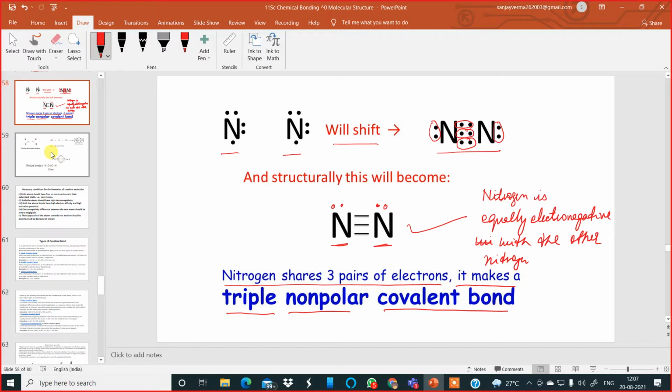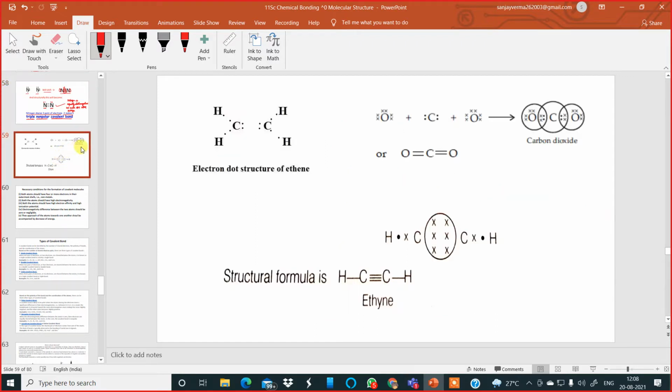So the nitrogen being equally electronegative, that is why the triple bond which you see in the molecule of nitrogen is a non-polar covalent bond. When I say non-polar, I mean the shared pair of electrons lie distributed equally between the two nitrogen atoms in the molecule. Now let us look at the next slide with some more examples of covalent molecules.